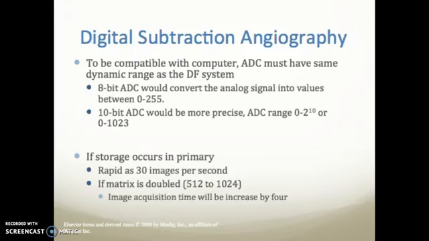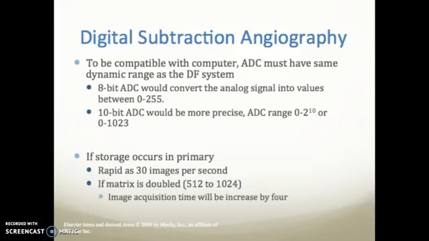So to be compatible with the computer, the ADC must have the same dynamic range as the digital system. So an 8-bit ADC would convert the analog signal into values between 0 and 255. A 10-bit ADC would be more precise. ADC ranges from 0 to 2 to the 10th, or 0 to 1023.